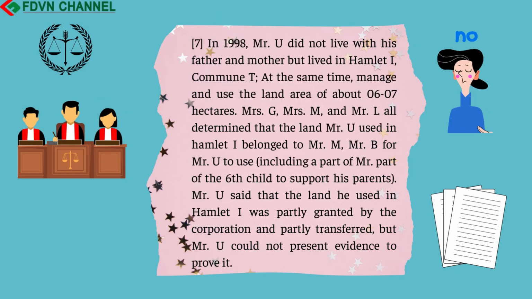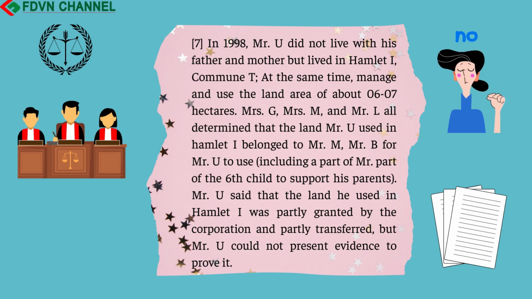7. In 1998, Mr. U did not live with his father and mother, but lived in Hamlet I, Commune T, and at the same time managed and used a land area of about 06-07 hectares. Mrs. G, Mrs. M, and Mr. L all determined that the land Mr. U used in Hamlet I belonged to Mr. M and Mr. B for Mr. U to use, including a part of the 6th child's share to support his parents.